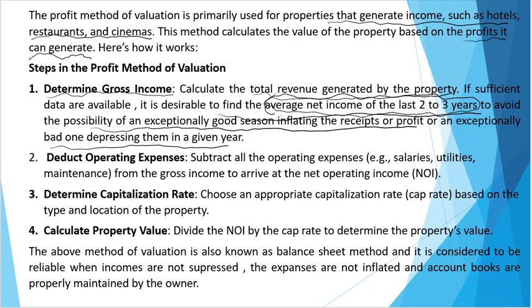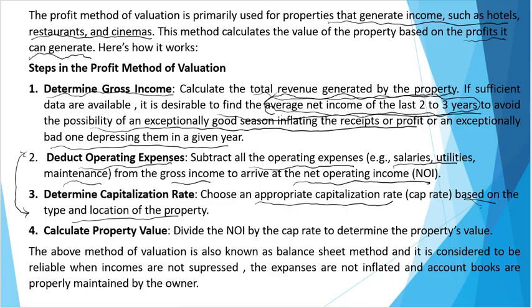Then from that we will subtract all operating expenses, such as salaries, utilities, maintenance, etc., from the gross income to arrive at the net operating income. Then we will determine or choose an appropriate capitalization rate based on the type and location of the property. And then in the end, using the net operating income and the capitalization rate, we will determine the value of the property by dividing the net operating income by the capitalization rate.